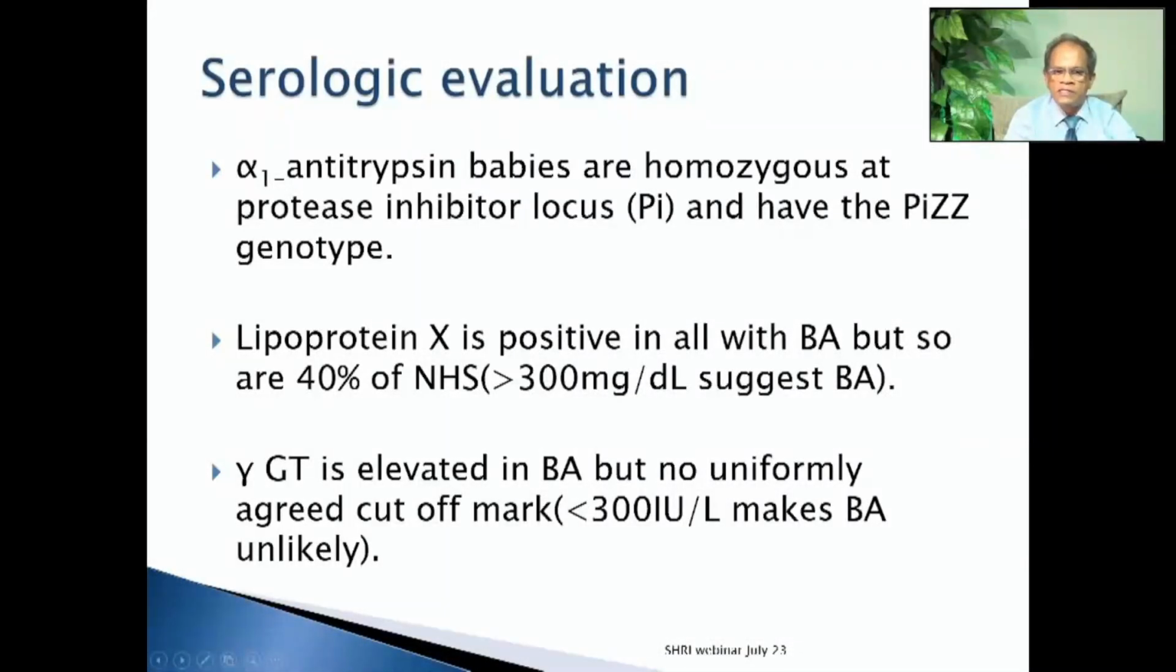Similarly, gamma GT is elevated in biliary atresia, but it can be elevated in other conditions of hepatitis as well. So there has to be a cutoff mark, which is about another 300 international units per liter. If the gamma GT is below that, then biliary atresia becomes a little unlikely, but you can never confirm your diagnosis by either of these tests alone.